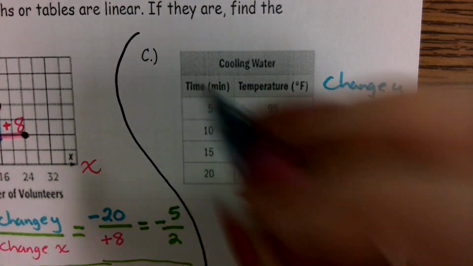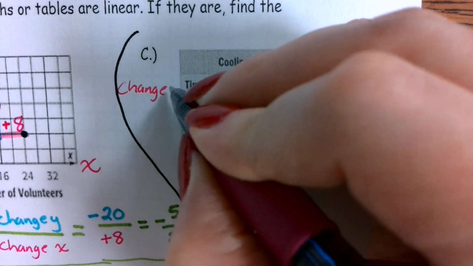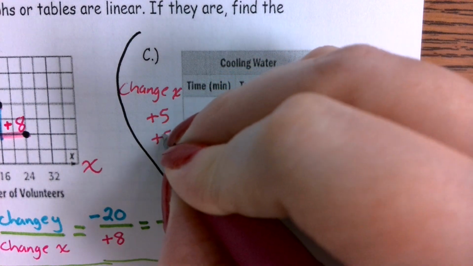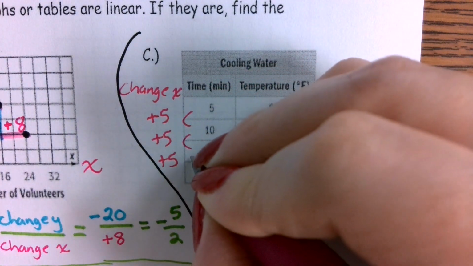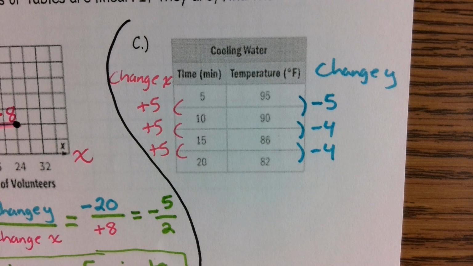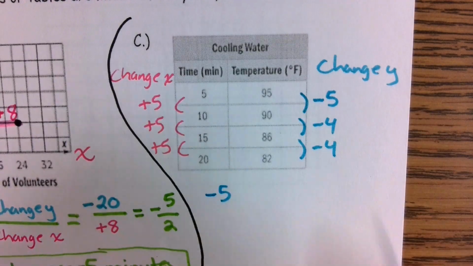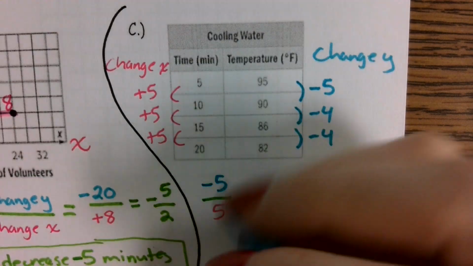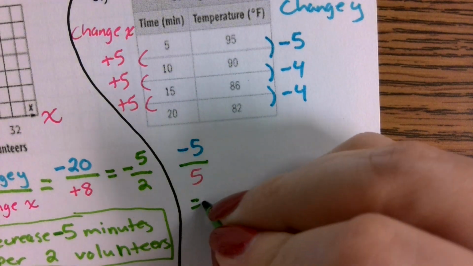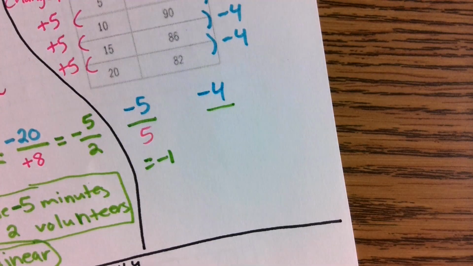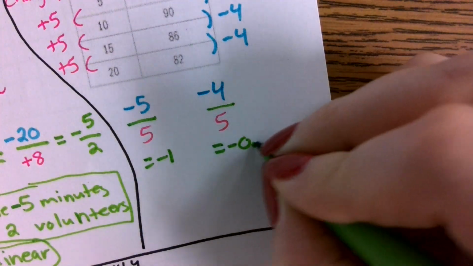What about for the change of the x? Who can tell me what the change of the x is? Bridget? Okay, plus 5, plus 5, plus 5. So is there a constant rate of change? No, because if we're taking a look here, we have two different values that's going to be occurring. We have a negative 5 over a positive 5, which that would simplify down to a negative 1. And then we have a negative 4 over a positive 5, which that would simplify down to a negative 0.8.